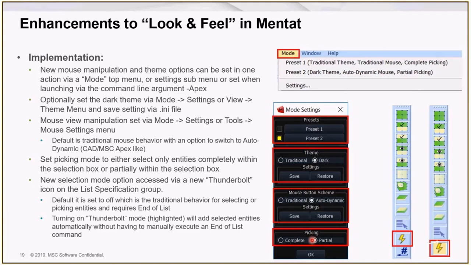Finally, we have a new Thunderbolt icon on the list specification group. What this does is allow you to set the behavior when it's on, that whatever you select, it'll automatically and instantly add it to your selection without having to end the list. And it allows you to build things in a way that can feel much faster to people and less worried about making mistakes than having to recover from them.